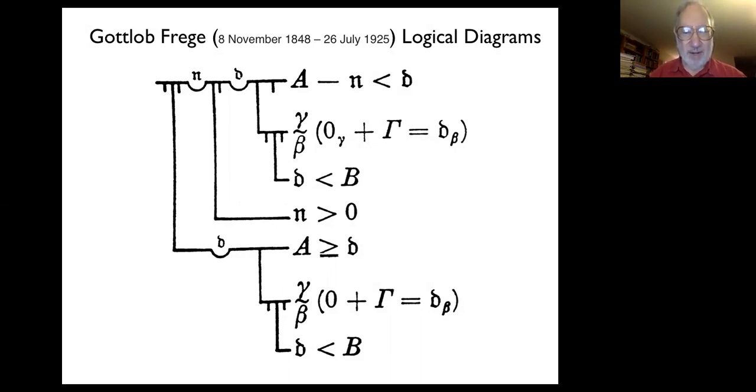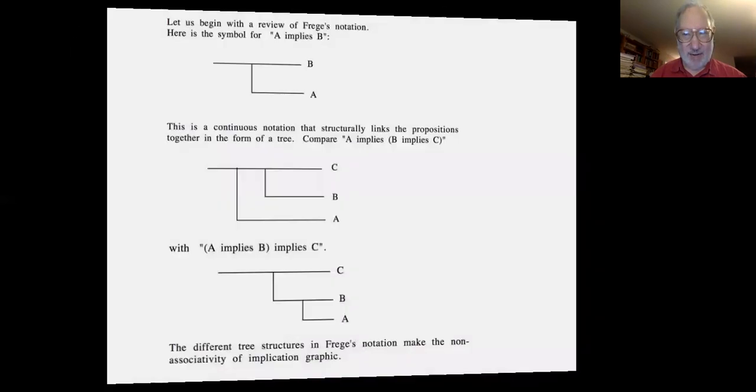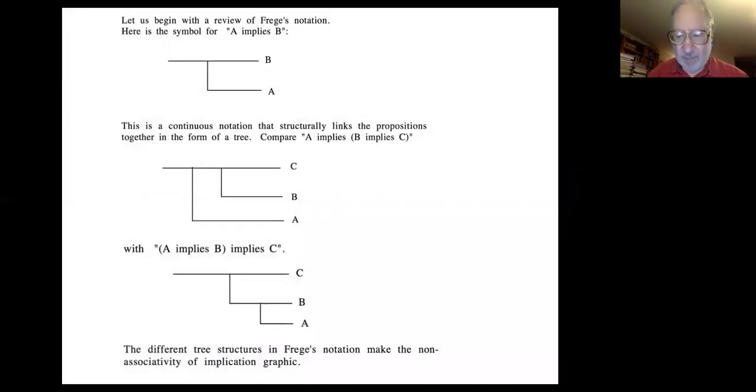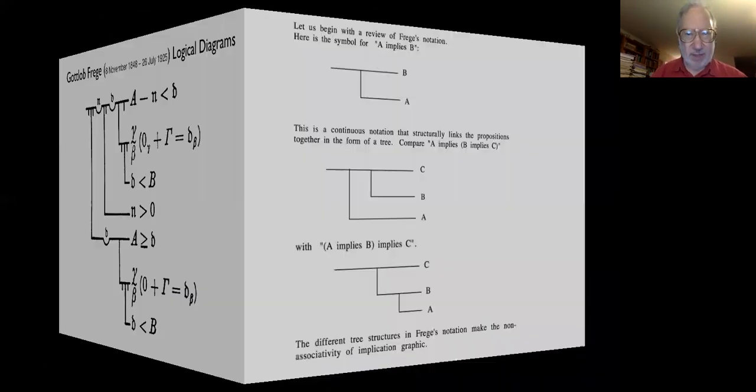And Frege, who came around the same time as Boole and Venn and those people, developed a notation that looks like this. It's quite interesting, and the next topic in my little run-through here. This is what Frege's notation looked like, his logic diagrams. And it's actually very simple. Looks complicated, but it's very simple.